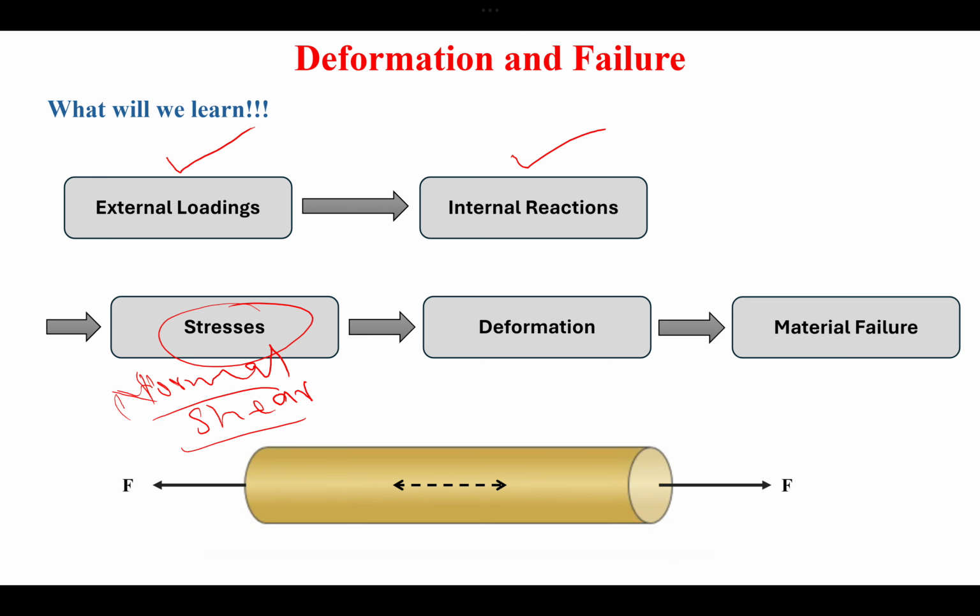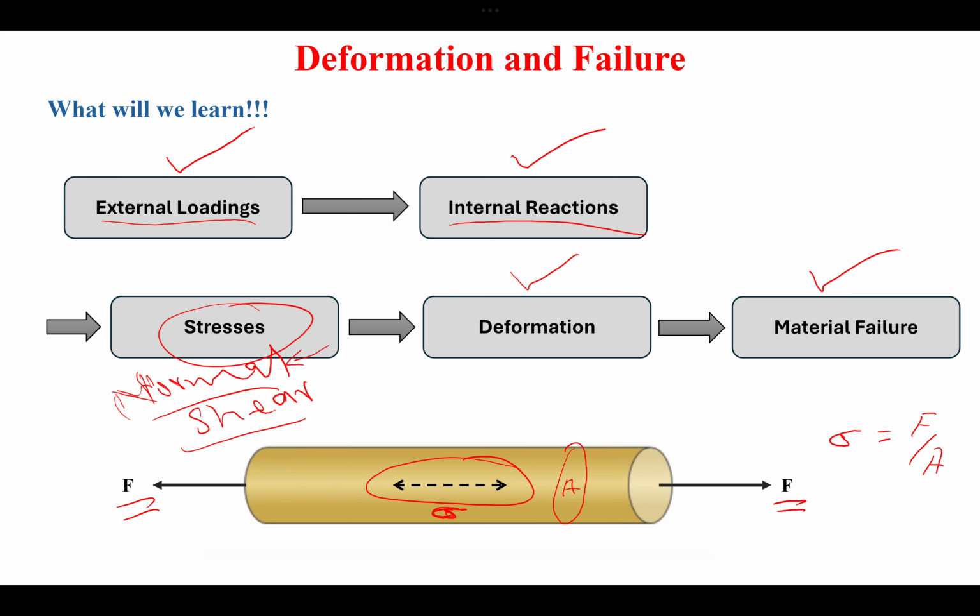There would be normal, tensile and compressive stresses, but these are the stresses which are the internal reaction produced because of the external loadings, and what these stresses do is they deform the body, they change the shape of the body, and in some cases it can create the material failure as well. So you have forces applied, and as a result you get stresses produced. For example, let's say this is a normal stress sigma produced in the body, and if this is the cross section area, then your stress will be equal to the force divided by the cross section area.